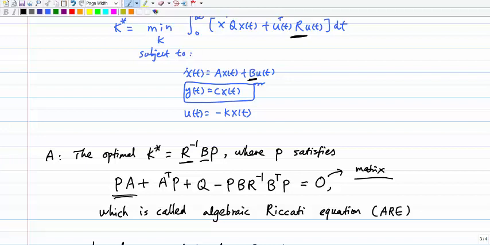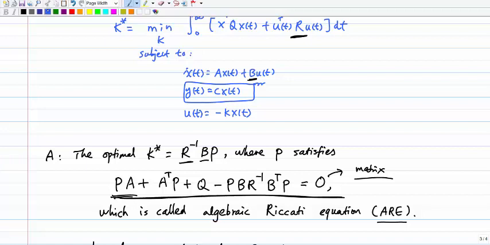So this equation is called the algebraic Riccati equation, abbreviated as ARE. If we can solve the equation and find P, and if we compute R inverse B transpose times P, now we are done.